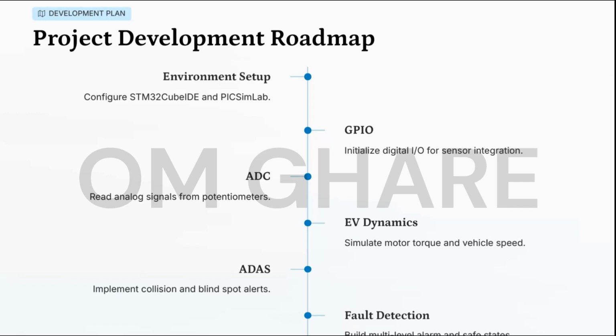The next phase involved configuring the GPIO peripherals, which are responsible for interfacing with sensors and other external components. After that, I implemented the ADC, the analog to digital converter, to read analog values from the potentiometer. This potentiometer simulates the real-world inputs from the accelerator position and the throttle. Once the sensor inputs were available, I developed the EV dynamic engine, which calculates important vehicle parameters such as speed, motor torque, battery state of charge, and driving range.